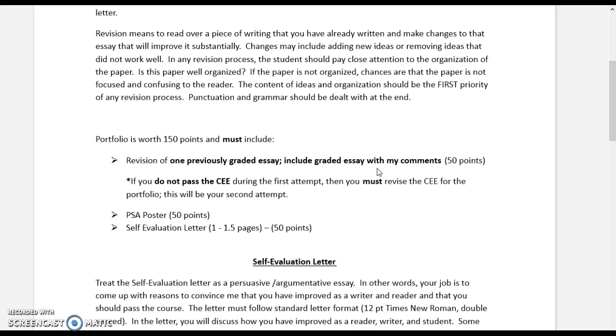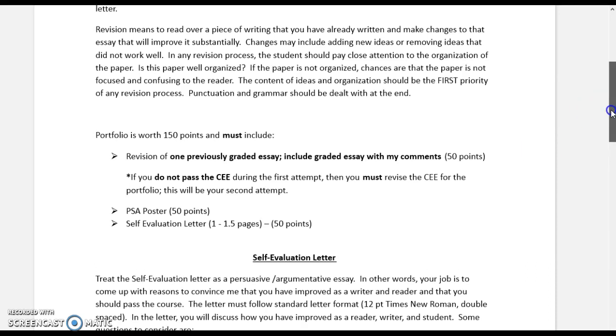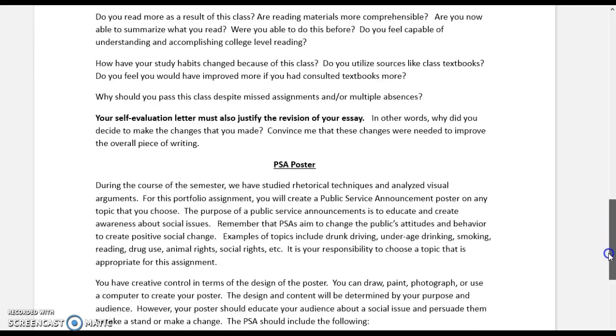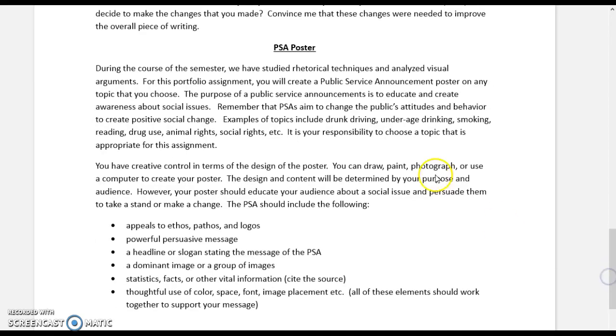The Common Exit essay will be submitted along with your portfolio, and this will count as your second attempt. So it's very important that you pass it the second time because you need to pass the Common Exit essay to pass the class. The other component of the portfolio is a PSA poster. You are going to create a PSA poster on any topic that you like, and if you scroll all the way to the end, you will find the instructions for the PSA poster.